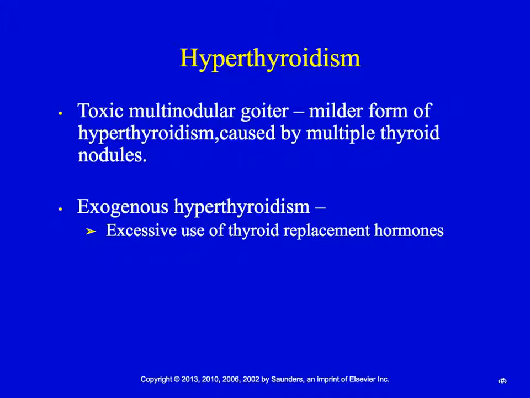We've pretty much already covered these two. Just like I said, the toxic multinodular goiter is a milder form of hyperthyroidism, and it's usually just multiple thyroid nodules, and they're typically benign. It could be like a little benign tumor on there. The patient is going to have not as excessive signs and symptoms of hyperthyroidism with a toxic multinodular goiter. And then the exogenous hyperthyroidism is just the excessive use of the thyroid hormone replacement, and that would be treated very easily by just decreasing the dose of the levothyroxine that the patient is having.